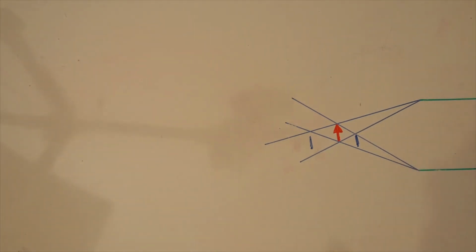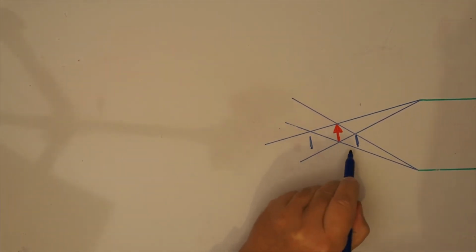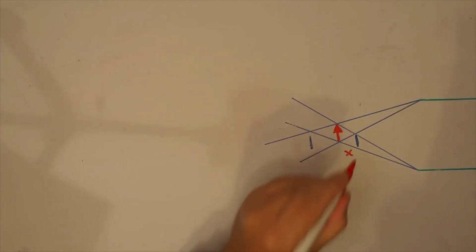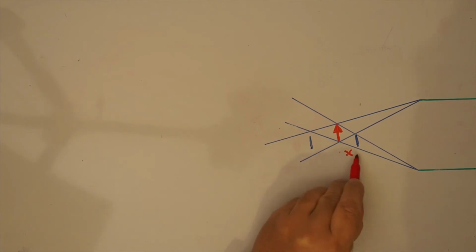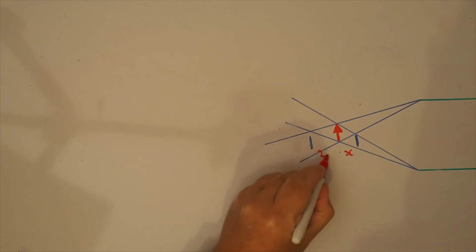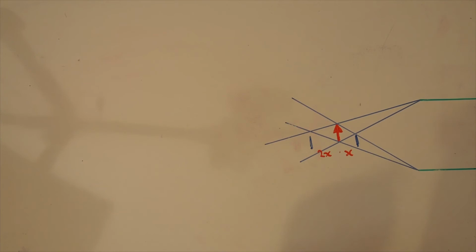And you'll notice that this area, which I could call X, is half the size of this area, which I can call 2x. Therefore, my depth of field extends 1/3 in front of the object and 2/3 behind the object. Let's put those out.